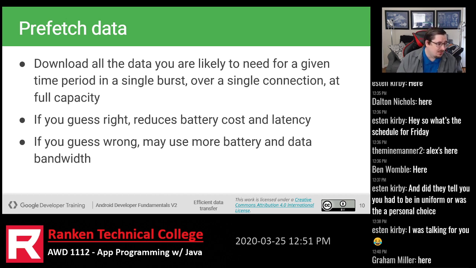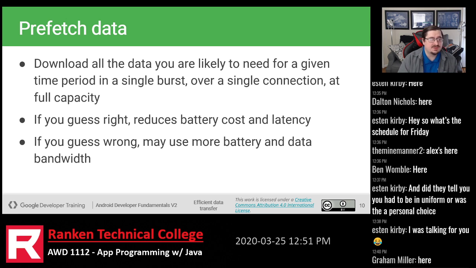However, if we get that wrong, if we pull down too much data or we pull down the wrong data, then we're wasting extra battery life and extra data bandwidth. So it's something to consider. It's something you definitely want to put in your toolbox, prefetching data, but it's also something you have to be very careful with, because it's easy to get it wrong, or it's easy to pull too much data, or data that's maybe not what the user is going to use anyway.